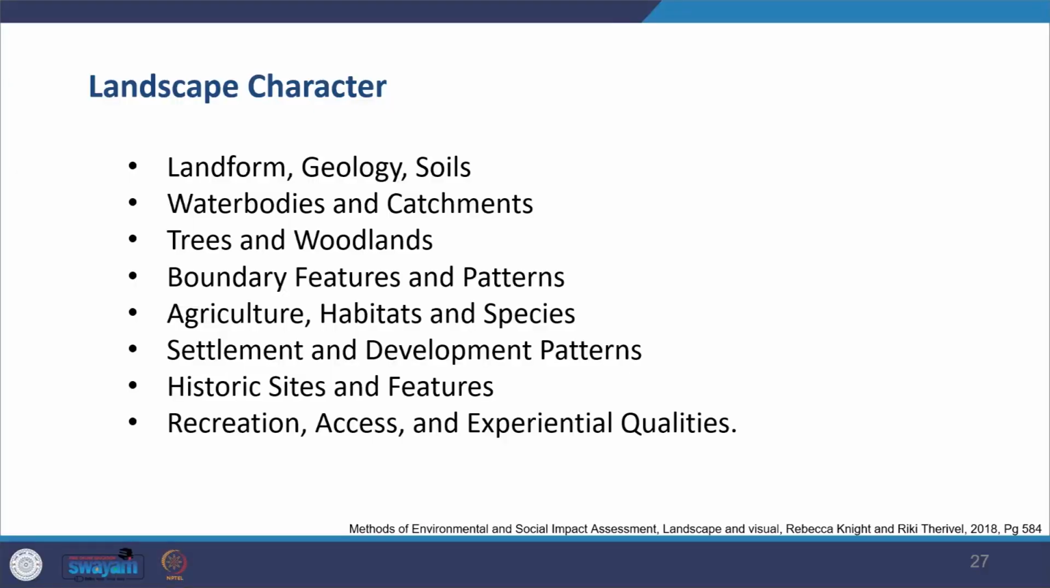So what does landscape character comprise of? Landscape has elements and characteristics such as landforms, geology, soil, water bodies, catchment, trees, and woodland. Then you also have features and patterns of the boundaries, habitat, the range of species, what kind of settlements and what patterns they have followed in terms of development, what history is connected with the site, what features are highlighted, and how you interact with that place, what kind of experience you have in it.